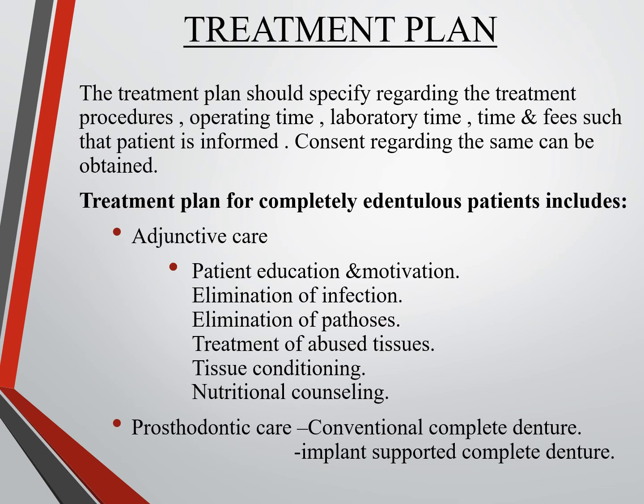Then come up with a proper treatment plan. In your treatment plan, the first thing would be your adjunctive care. If the patient is already a denture wearer, educate and motivate the patient if there is a requirement for a new prosthesis, or if there is any infection, remove the infection, any pathosis or abused tissues. You might have to do tissue conditioning. So you use a tissue conditioner, allow the tissues to heal, and only then make your primary impression and go ahead with the next steps of fabrication of the complete denture.